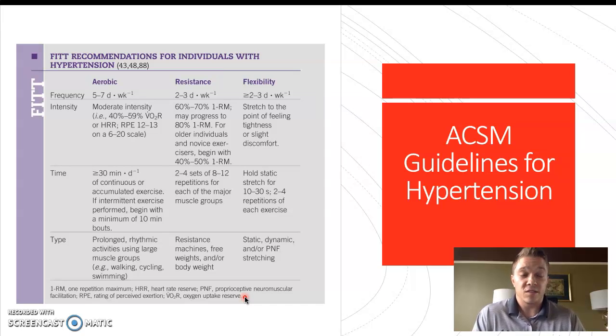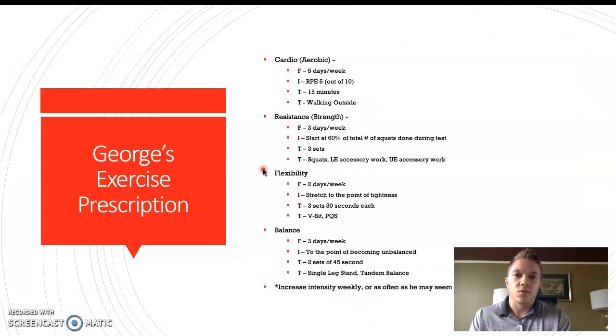So here we have the ACSM guidelines for hypertension. This is just to give a basic background and idea of what we could be doing to combat his hypertension as well as his AFib, because they kind of go hand in hand. So aerobic, we're going to do 5 to 7 days a week, resistance 2 to 3 days a week, flexibility about 2 to 3 days a week. We're going to start lighter intensities because of his AFib and he's older.